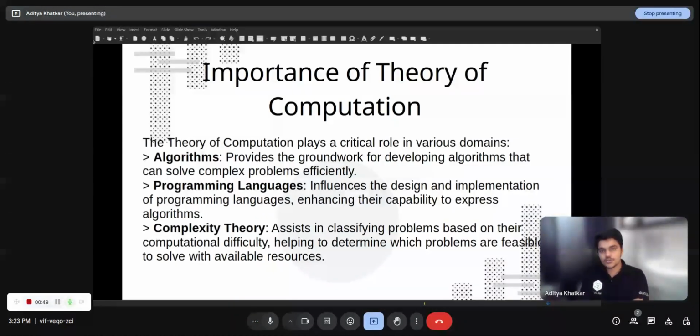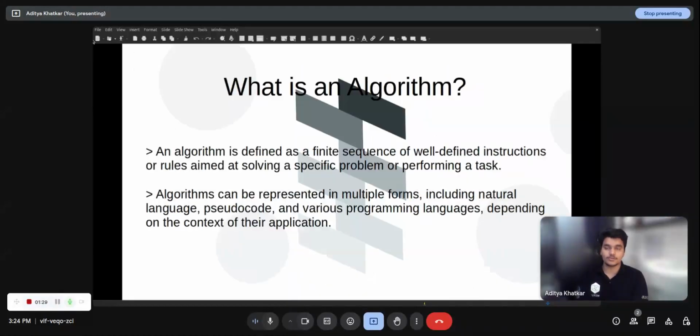So the first question that comes up is, what is the importance of theory of computation? The theory of computation plays a critical role in various domains like algorithms, programming languages, and complexity theory. In algorithms, it provides a groundwork for developing algorithms that can solve complex problems efficiently. In programming languages, it influences the design and implementation of programming languages, enhancing their capability to express algorithms. Talking about complexity theory, it assists in classifying problems based on their computational difficulty, helping to determine which problems are feasible to solve with available resources.